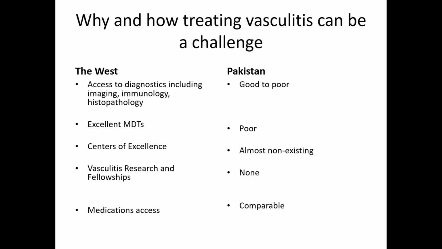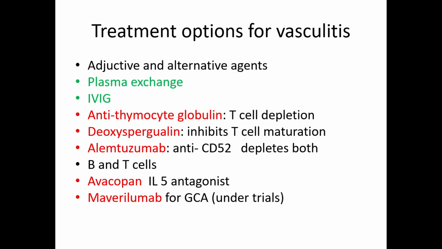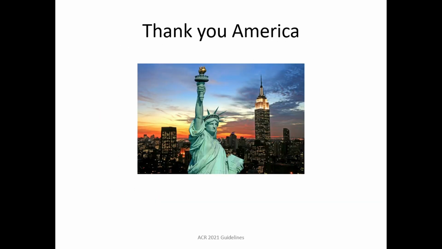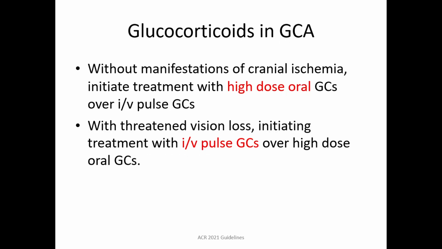But the good thing is that, in comparison to the West, we have comparable medications available. Here is the list: glucocorticoids, cyclophosphamide, TNF inhibitors, tocilizumab, mycophenolate, methotrexate, azathioprine, rituximab, plasma exchange, and IVIGs. These are all available over here. I therefore thought that we need to thank our American friends and the ACR for putting together all these guidelines for us. So I will be dissecting a little bit of those ACR vasculitis guidelines about these conditions.